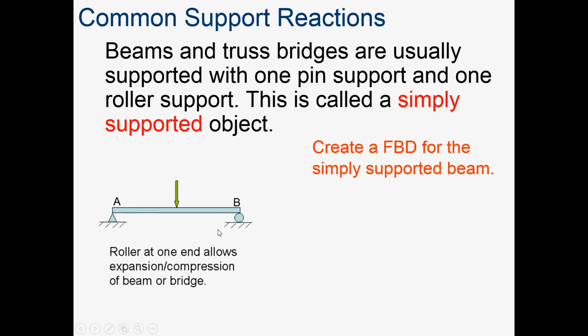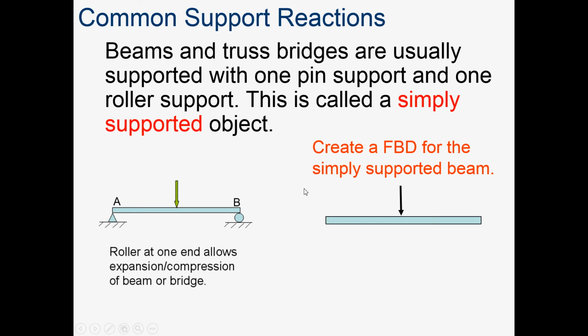So if we were going to create a free body diagram for this beam here, notice I've got a force applied to it right in the middle. It's a downward force, and we have a pin over here, which we expect to create 2 reaction forces, one in the X and one in the Y, and a roller. And the surface the roller is sitting on, this little symbol down here with the little diagonal lines, represents the surface. Since it's sitting on a horizontal surface, it's going to create a force perpendicular to that, which means it will create a vertical force.